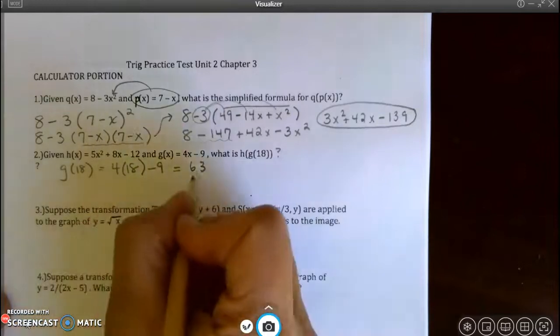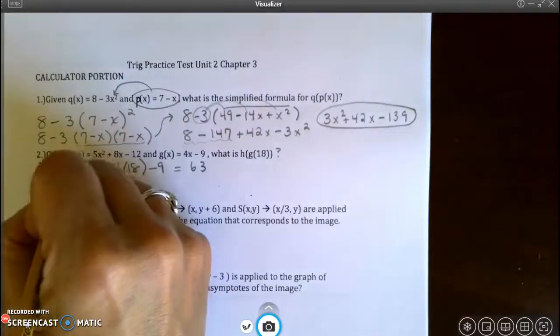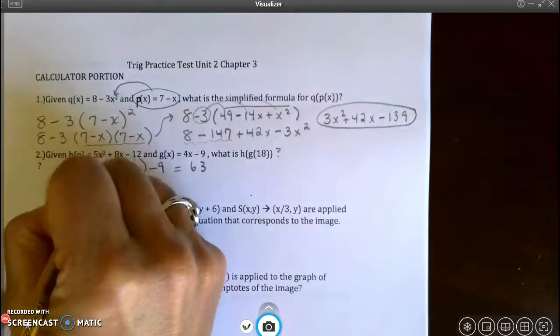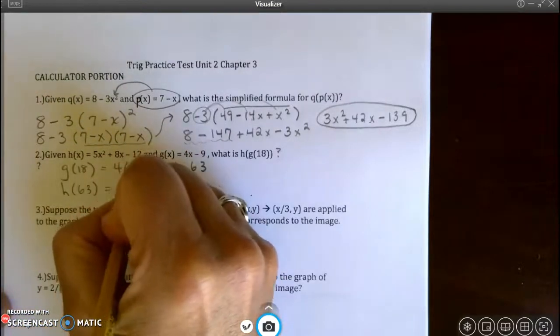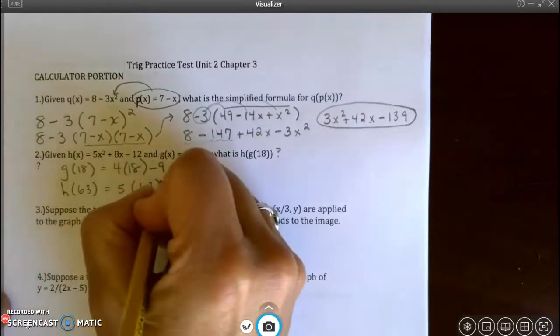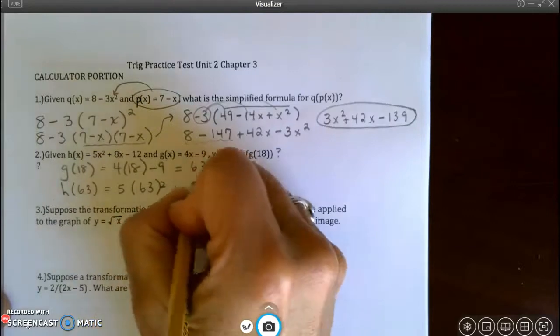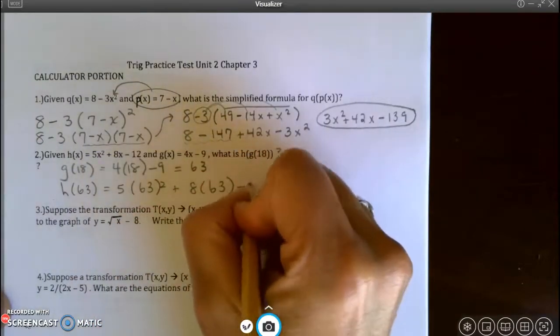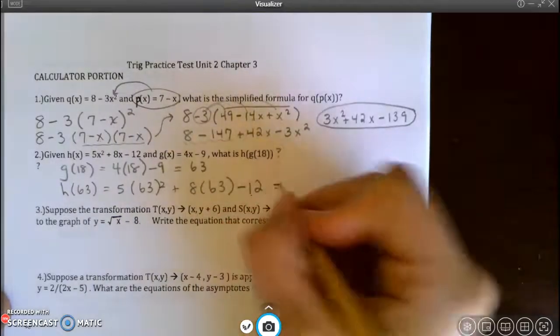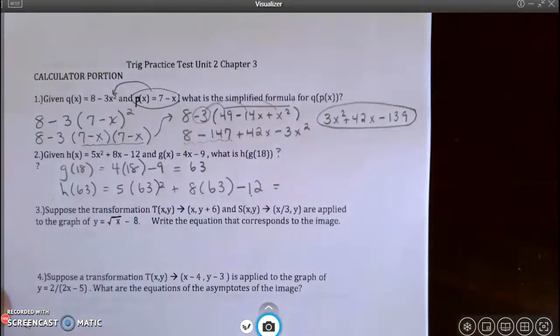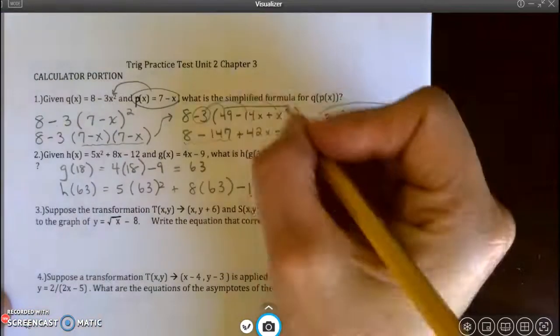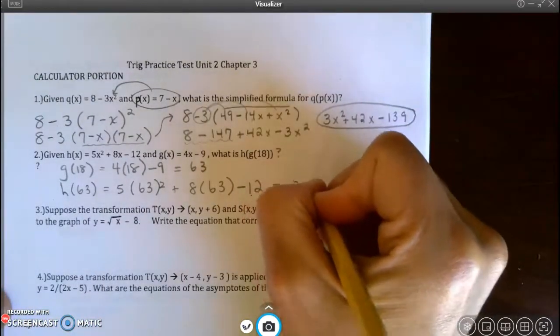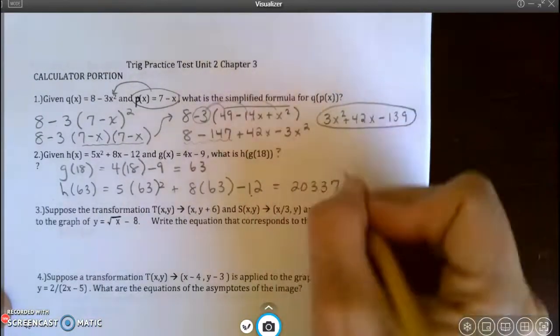Now I'm going to put that into the h function. So h at 63 is going to be 5 times 63 squared plus 8 times 63 minus 12. I would practice putting that in your calculator and make sure you get the answer of 20,337.